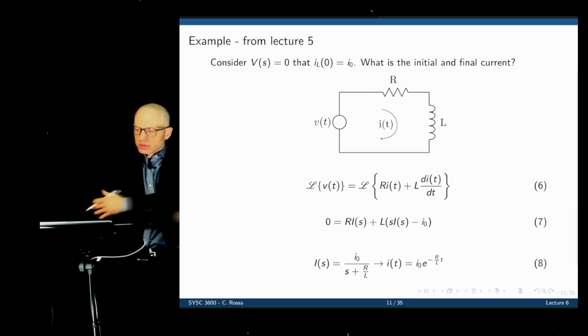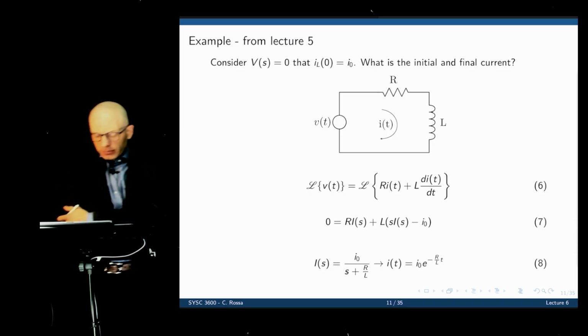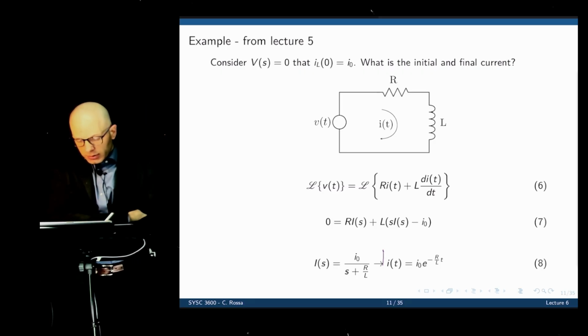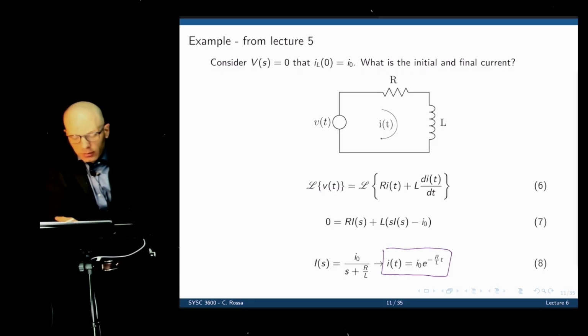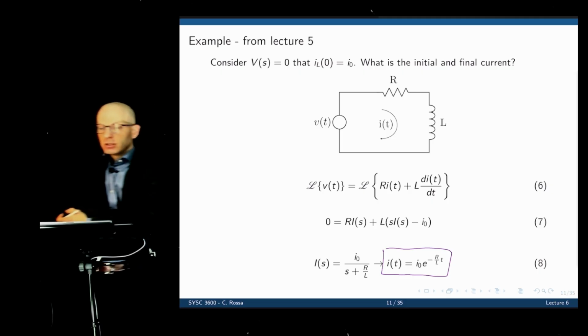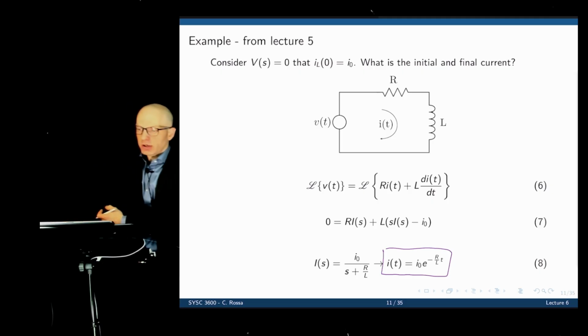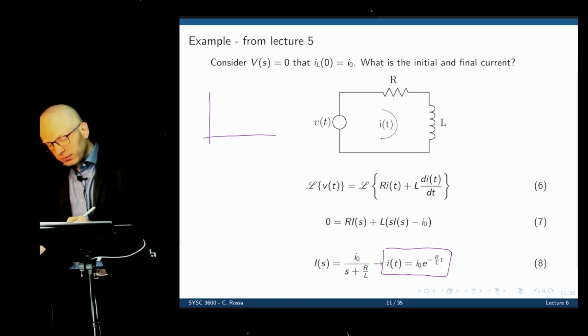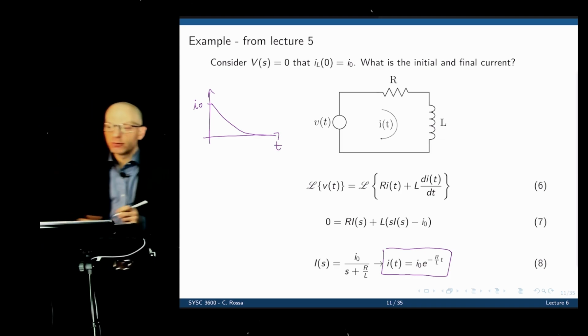Well, let's consider this circuit from last lecture. We calculated the current in the circuit through the Laplace transform. Here is the result of that operation. We have the initial current in the inductor, I0, times an exponential of negative Rt. If you plot this function, we'll see something like this. The current starts at I0 and goes to 0 as time tends to infinity.